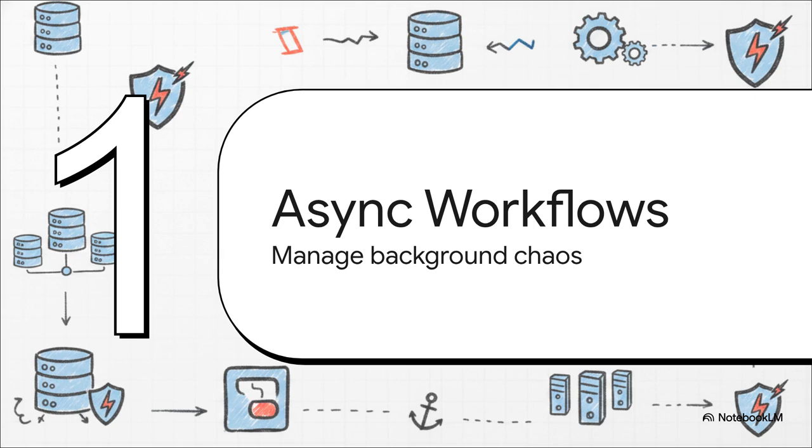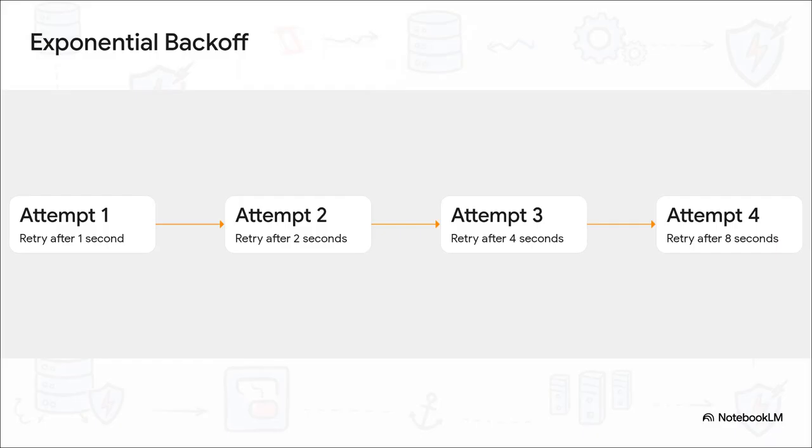Section 4. Safe asynchronous workflows. With our synchronous shields firmly in place, let's look at how we manage background chaos with asynchronous safety nets. Often, we need to retry a failed background task. But if an email provider goes down, we definitely do not want 1,000 workers retrying every single millisecond.